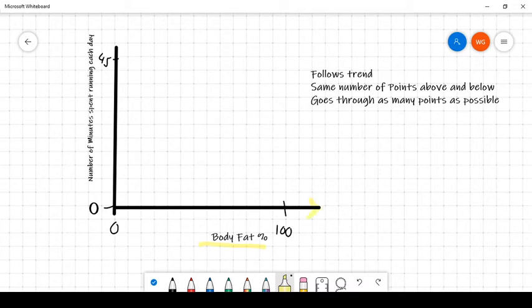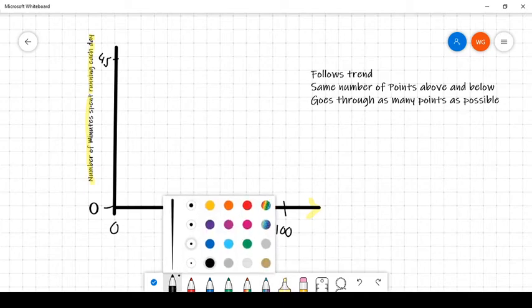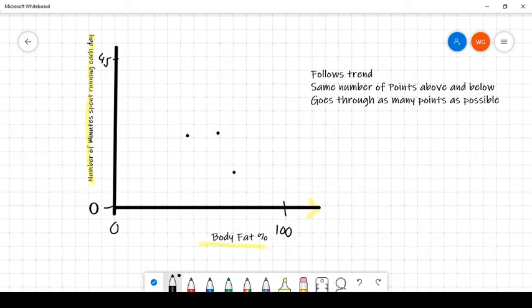And as our dependent variable, our y-axis variable, let's have the number of minutes spent running each day by somebody. So let's say we have a class of people, and what I find interesting is that as their percentage of body fat goes up, they seem to run less every day. The people who have a higher body fat percentage run not as much as the people who have a low body fat percentage.